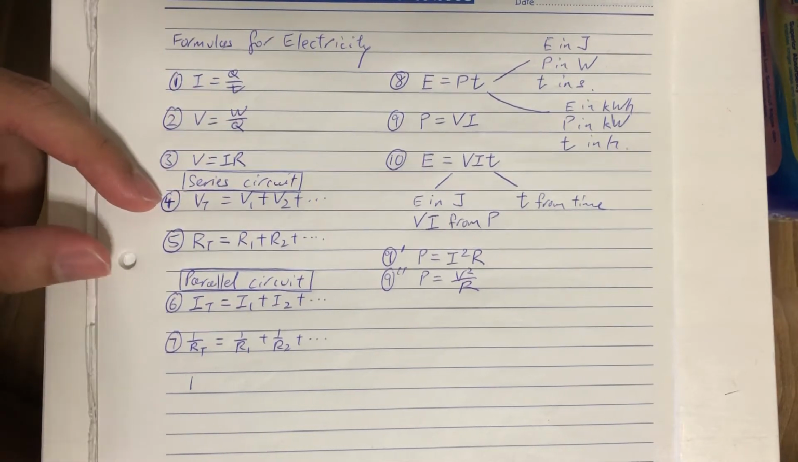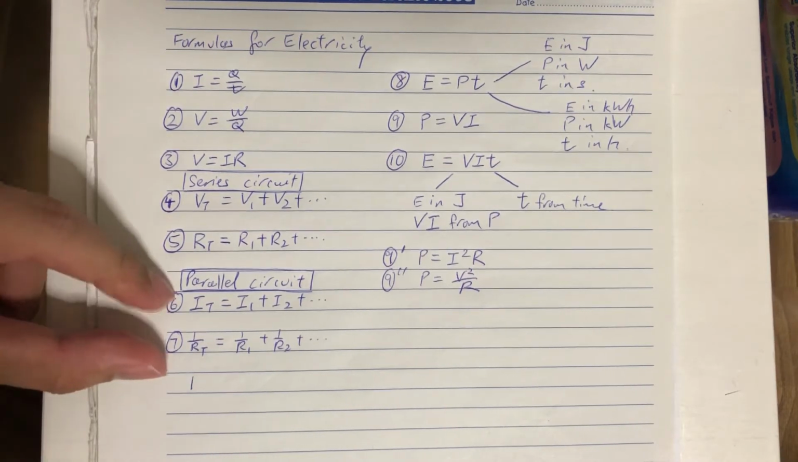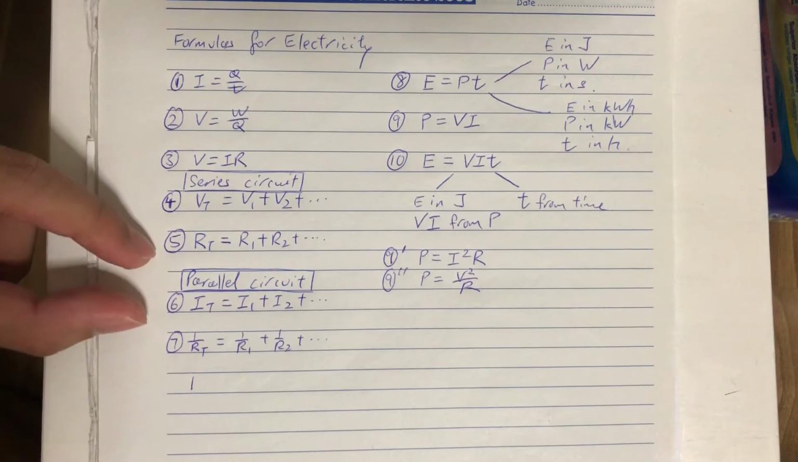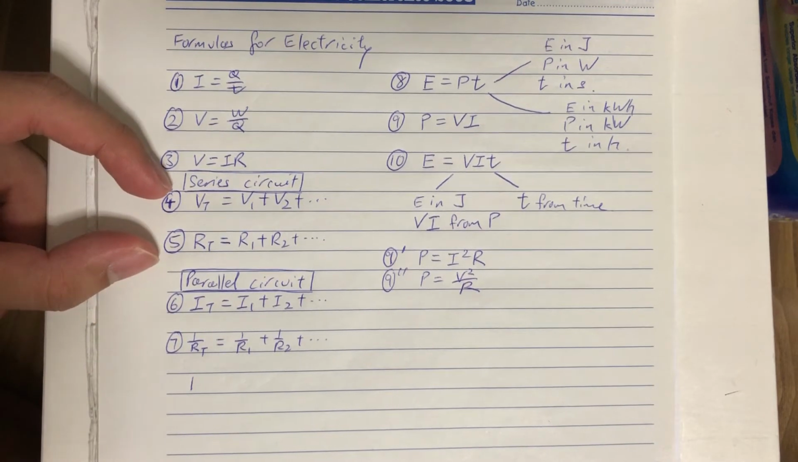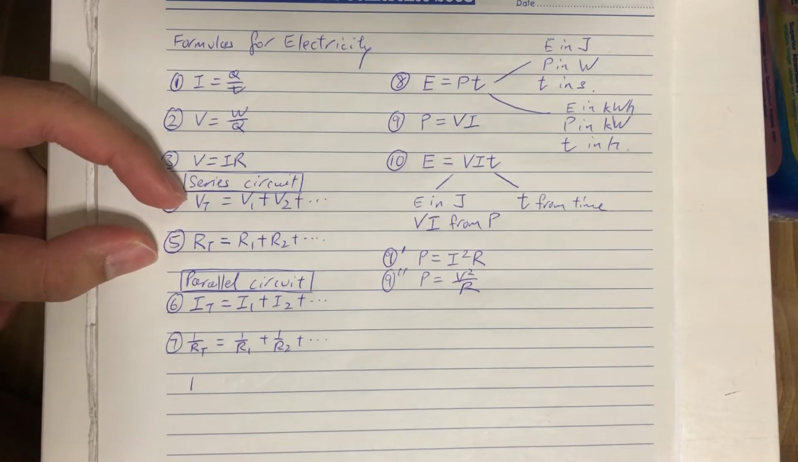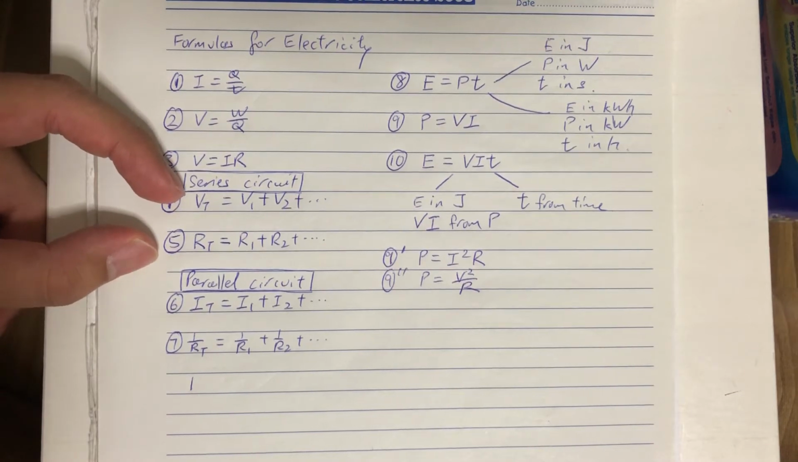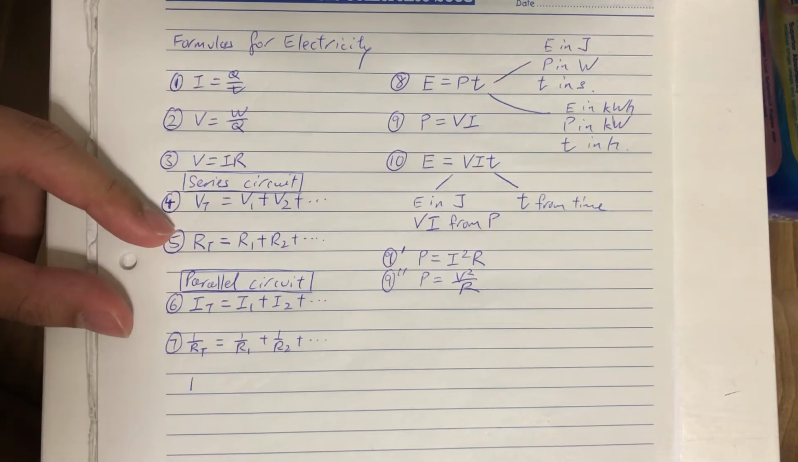This is also followed by the series circuit and the parallel circuit. Each of them has a special condition, so please go and read up on it before you just use this formula. For a series circuit, one special thing that we need to remember is V equals V1 plus V2 and so forth, while the total resistance will be R1 plus R2 and so forth.